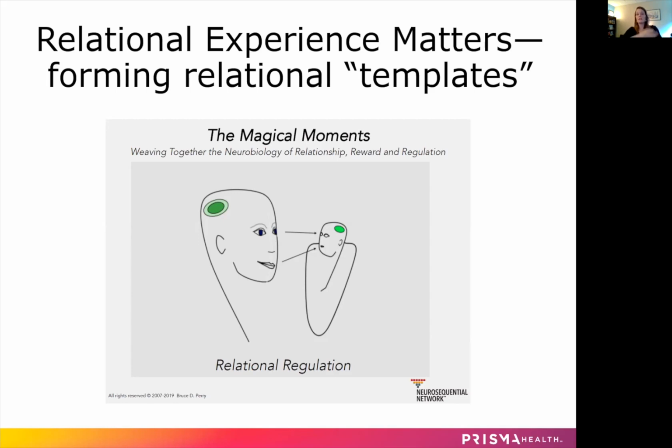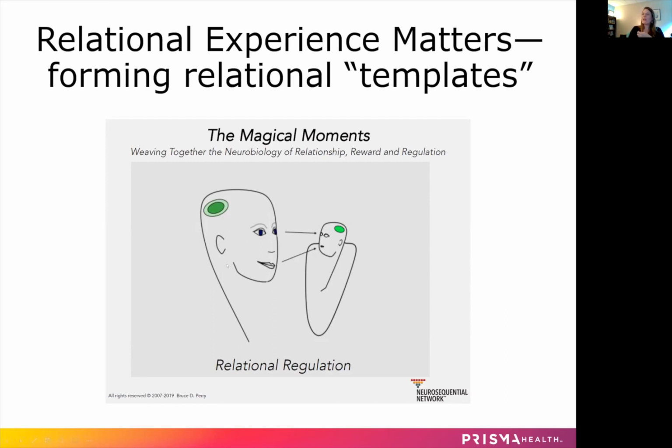We have mirror neurons. They help us relate to the people we're with. And you'll notice if someone's frowning, you automatically frown. If someone's smiling, you automatically smile. And you're like, why am I smiling? I don't know. You're smiling. We have these really cool mirror neurons that help us form relationships with people.